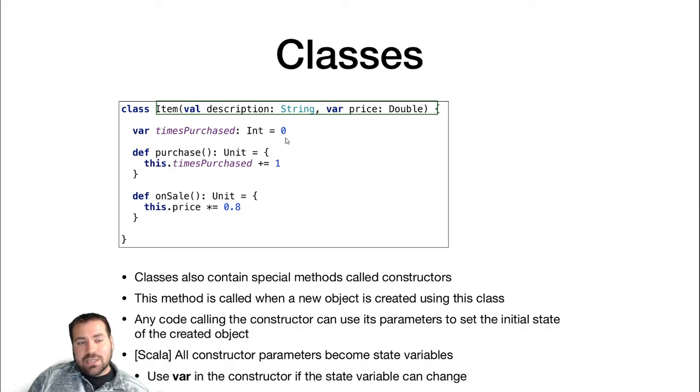Times purchased, it's always going to start at 0, so we put that here because it doesn't matter if it's cereal or milk. The times purchased is always going to be initialized to 0. Let's not force the user to give us a constructor argument for the times purchased.